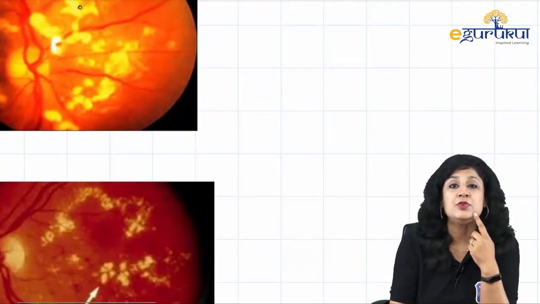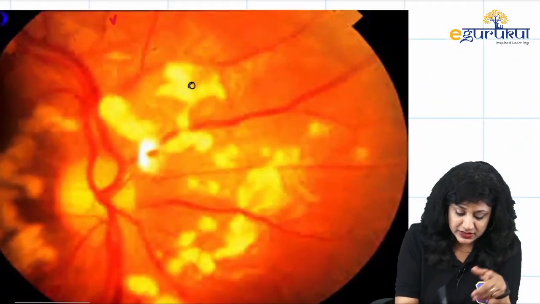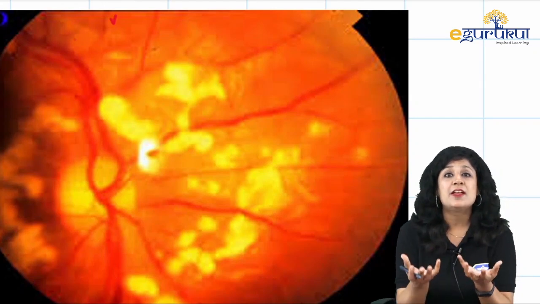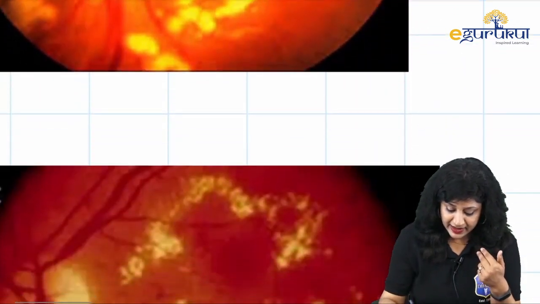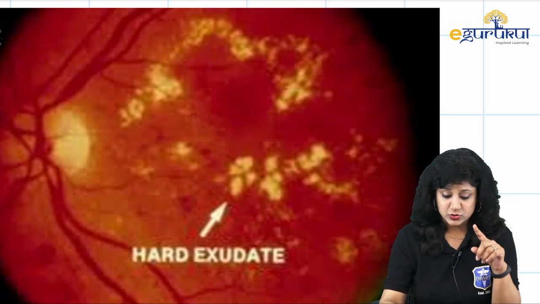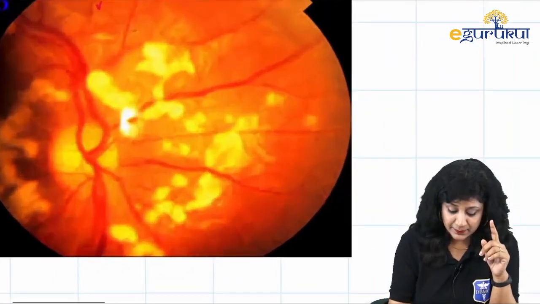Now try to differentiate between the two. You have seen them already. Can you see these? These are your large, fluffy ones. So these are your cotton wool spots, the soft exudates. On the other hand, if you look at these, these are your hard exudates. I am showing you again to show you the sharp contrast. Can you see the sharp contrast? These are your soft exudates, or the cotton wool spots, which are the larger ones.